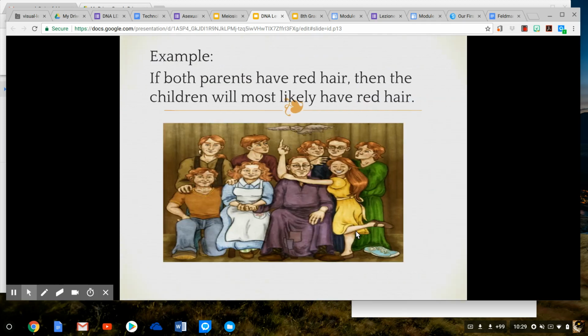Okay? So, as I said, for heredity, if both parents have red hair, then the child will most likely have red hair. Now, it doesn't mean it's definite, but if both parents do, then it will be passed down to the child, as you can see in the visual.